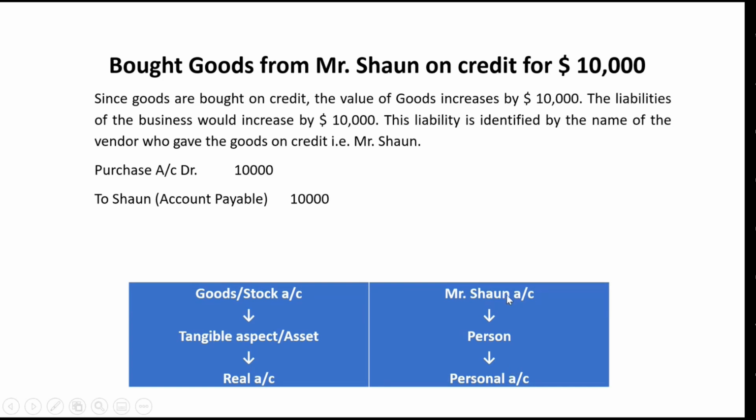So Mr. Shaun is a personal account and is a person, and it falls under the personal account. So credit the giver. In this case, what will be the rule? Credit the giver. Mr. Shaun has given goods to us, so that's why this is credit the giver.